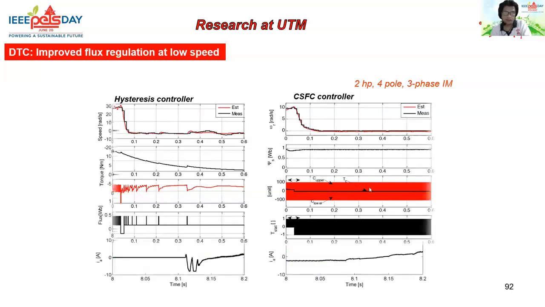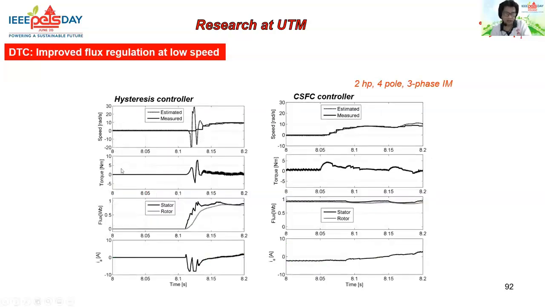This is another waveform, which shows the startup, where we step the speed from 0 to a very low speed of 10 radian per second. Because of the poor flux regulation at low speed, you have a huge estimated speed error using the extended Kalman filter. But with the constant switching frequency controller, which maintains the flux regulation at its rated value, the speed estimation nicely follows the measured value. This is the speed, this is the torque, and this is the flux.